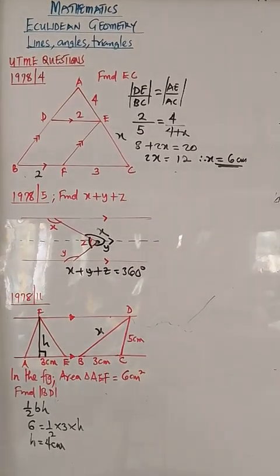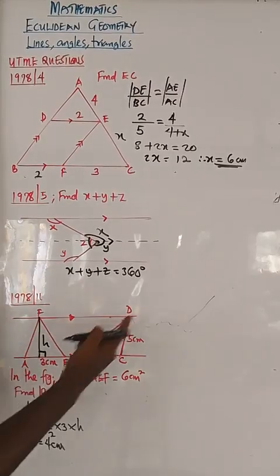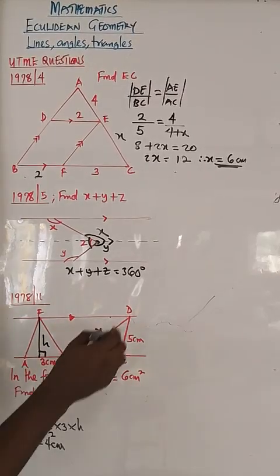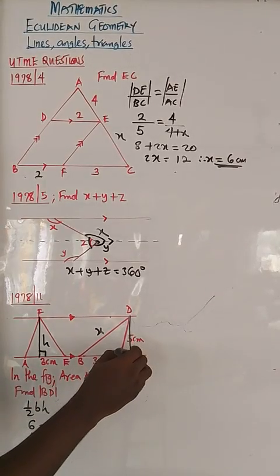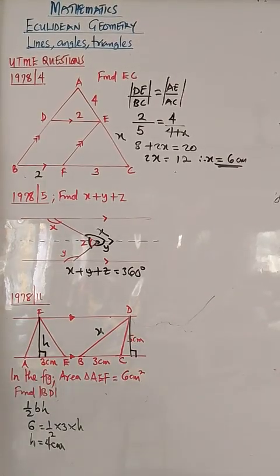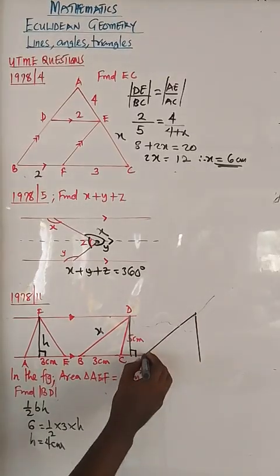Now, if we come to this second diagram, since these two lines are parallel, I need a perpendicular line. If I draw another perpendicular line here, then they will have the same height. So for this triangle now, we have something like this.